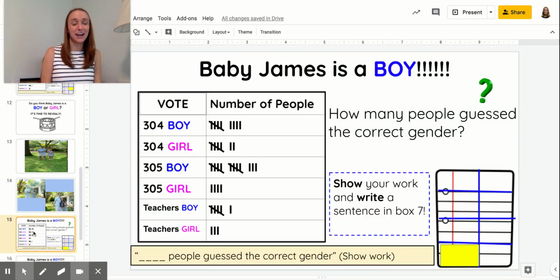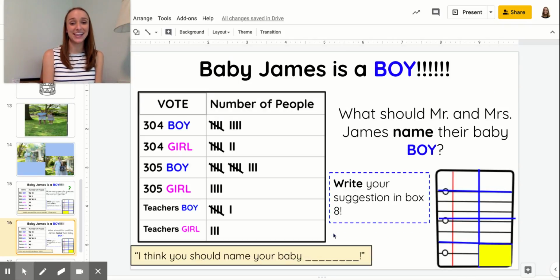All right. We have 2 more questions. And this is in box number 7. How many people guessed the correct gender? Go back to the tally. Go back to our data collection. And I want you to count up the total people that guessed correctly.